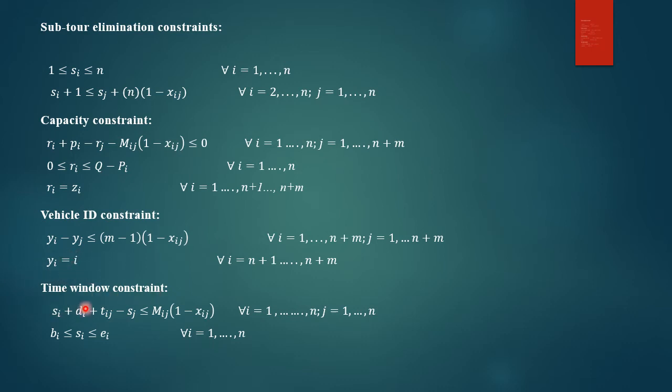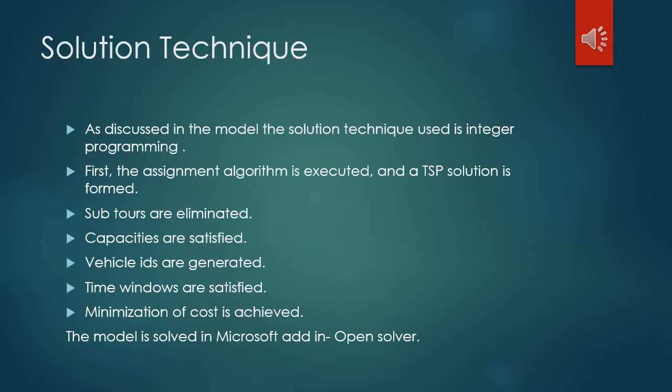The time window constraint ensures that the start time of the task should be less than the latest start time and greater than the earliest start time. The solution technique of this particular project is quite simple, which was already taught by Dr. Cyrus. First, the assignment algorithm is executed. Next, the subtours are eliminated. Then the capacities are satisfied based on the capacity constraint. Then the vehicle IDs are generated so that we know which vehicle is going to which particular node. Then the time windows are satisfied. In the end, the minimization of cost is achieved. This overall model was solved in OpenSolver, which is Microsoft Excel's add-in.